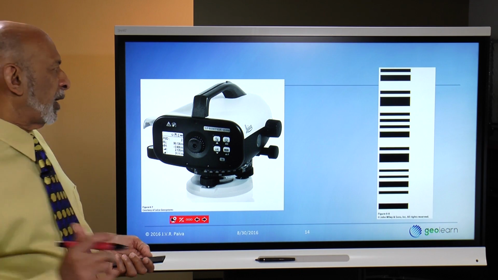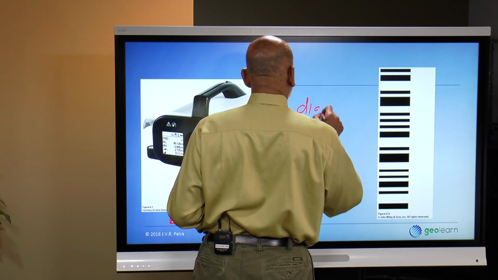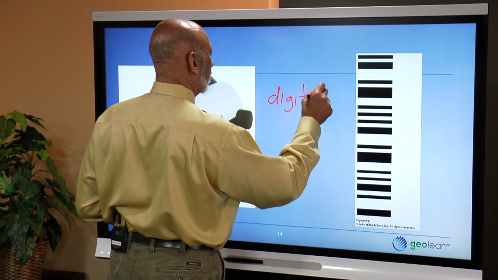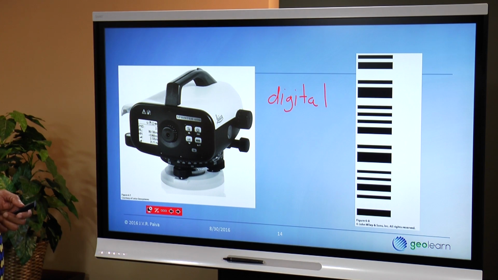This particular device is referred to as a digital level. And with a digital level, instead of the kind of rod I showed you in the earlier diagram, you have something that looks like a barcode.